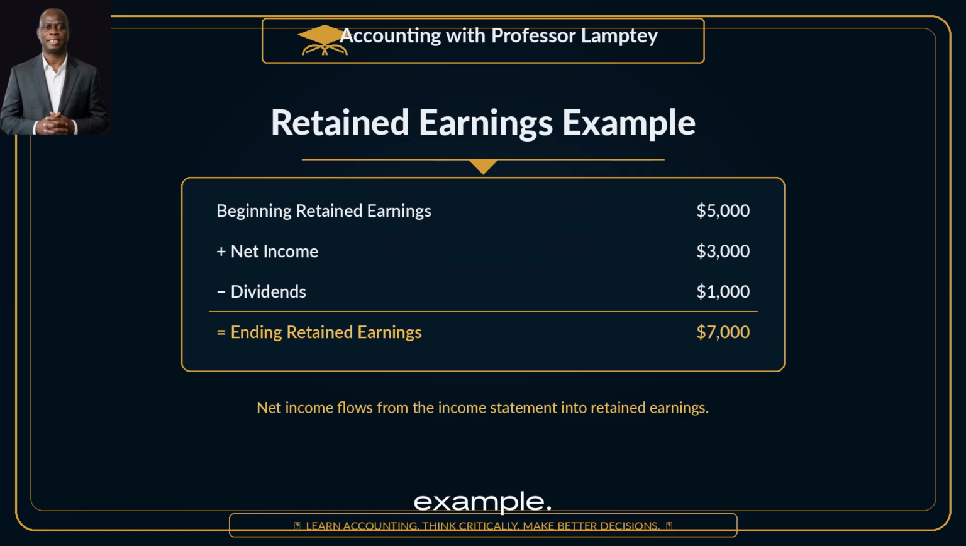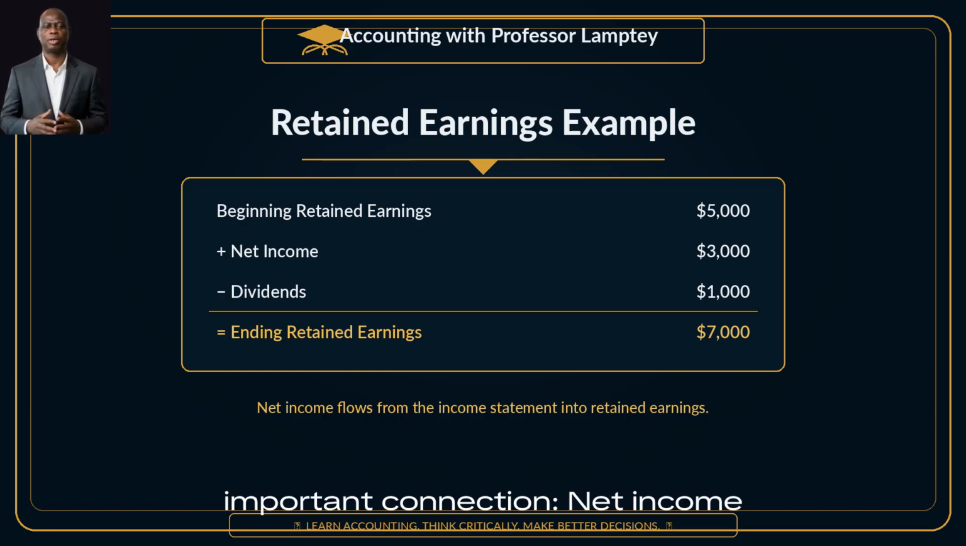Let's use a simple example. Suppose a company starts the year with retained earnings of $5,000. During the year, it earns net income of $3,000. Then it pays dividends of $1,000. The ending retained earnings would be 5,000 plus 3,000 minus 1,000 equals $7,000. So ending retained earnings is $7,000.